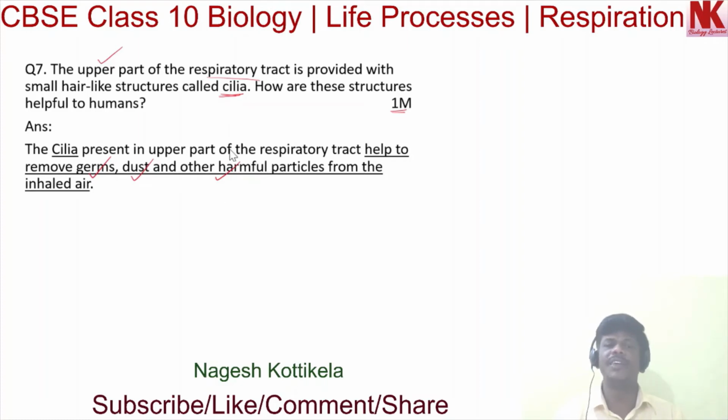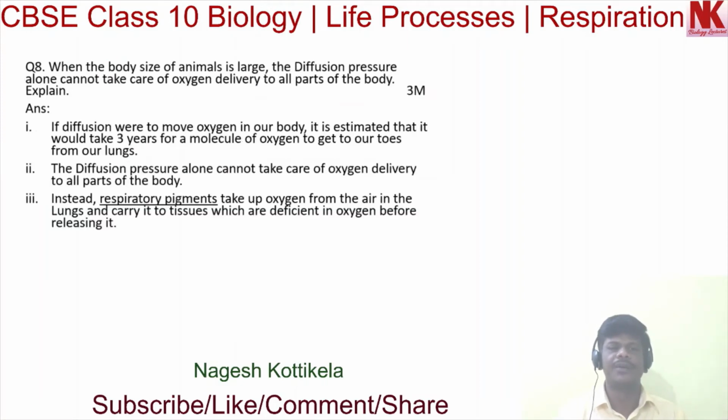Now moving to the next question, question number 8. When the body size of animals is large, the diffusion pressure alone cannot take care of oxygen delivery to all parts of the body. Explain. This question can be asked for 3 marks. Now, how to write the answer for this question?